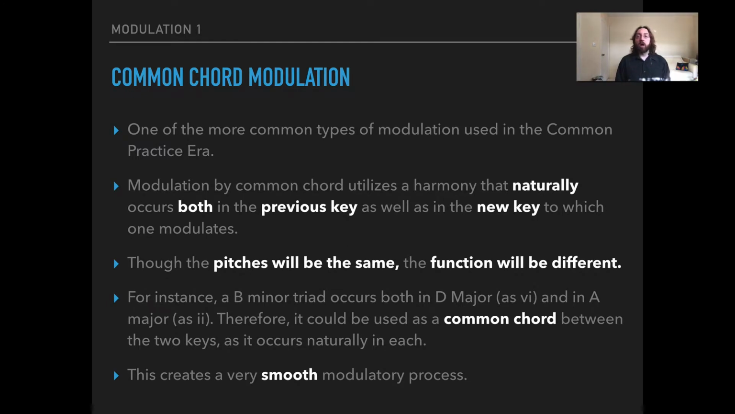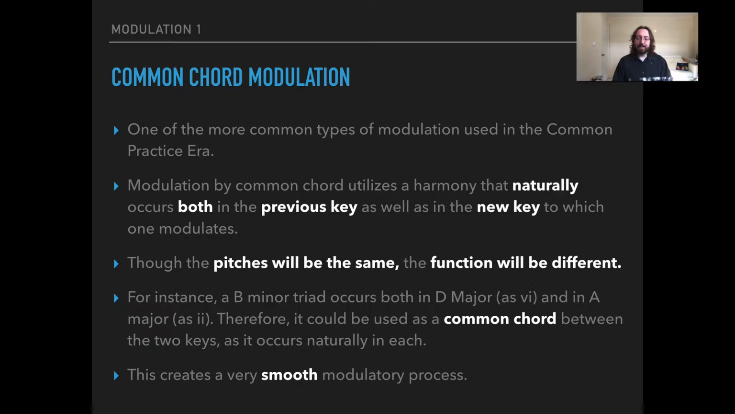Let's begin with the common chord modulation, which is the most common type that you'll likely encounter looking at Baroque and Classical music. Modulation by common chord utilizes a harmony that naturally occurs both in the first key and the second key. So the home key that you were in and the new key to which we are modulating. And though the pitches of that specific chord will be the same, whether you interpret it in the old key or new key, the function will be different.